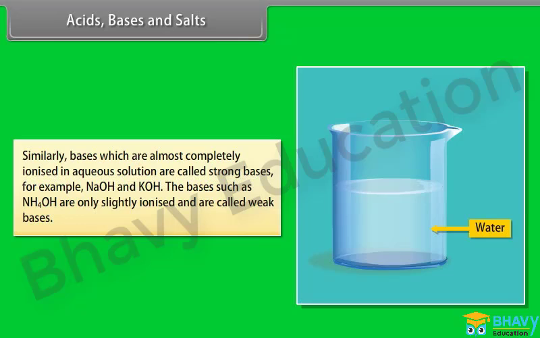Similarly, bases which are almost completely ionized in aqueous solution are called strong bases. For example, NaOH and KOH. The bases such as NH4OH are only slightly ionized and are called weak bases.